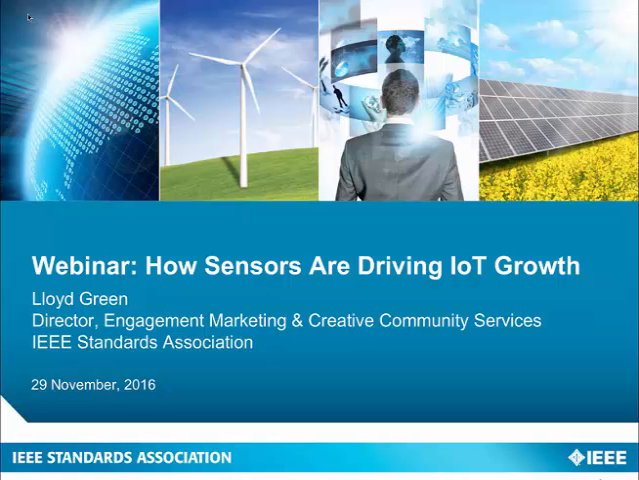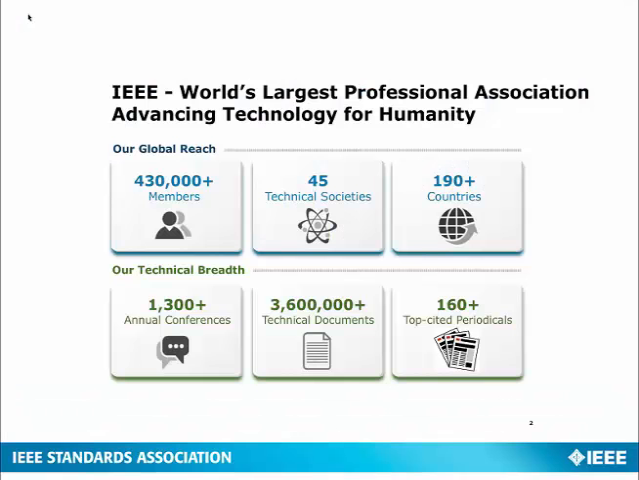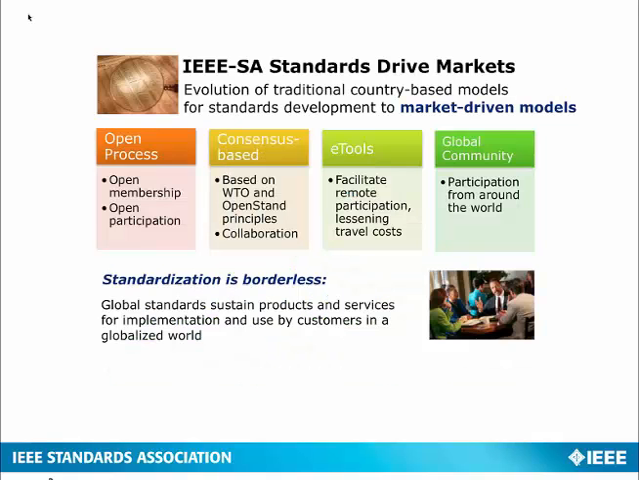I'll give you a very brief overview of the IEEE Standards Association and the role that we play right now. For those of you who are familiar, the IEEE is the world's largest professional association advancing technology for humanity. We have over 430,000 members and 45 technical societies in over 190 countries. Many of you are familiar with the conferences that we host each year. We currently have about 1,300 conferences, over 3.5 million technical documents, and we're cited in over 160 top periodicals. So some very interesting stats there.